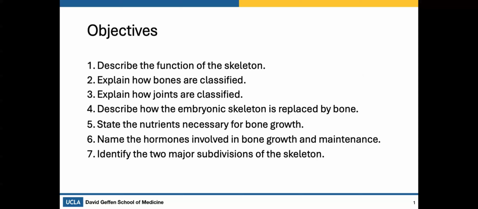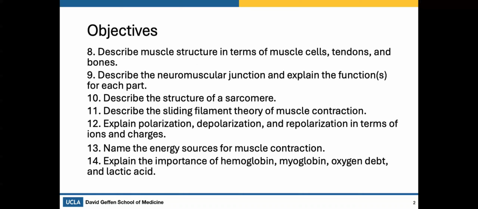is replaced by bone, state the nutrients necessary for bone growth, name the hormones involved in bone growth and maintenance, identify the two major subdivisions of the skeleton, describe muscle structure in terms of muscle cells, tendons, and bones, describe the neuromuscular junction and explain the functions for each part, describe the structure of a sarcomere, describe the sliding filament theory of muscle contraction, explain polarization, depolarization, and repolarization in terms of ions and charges.